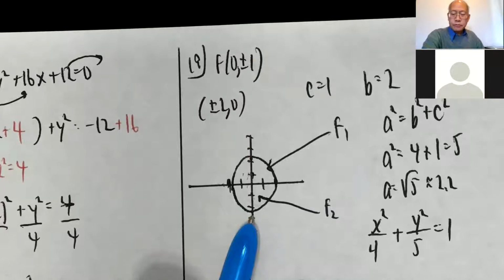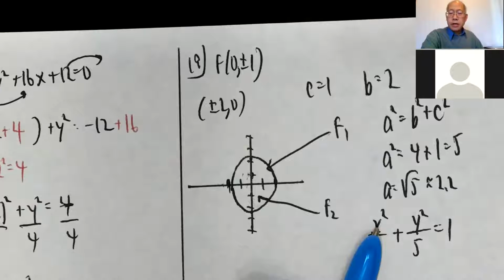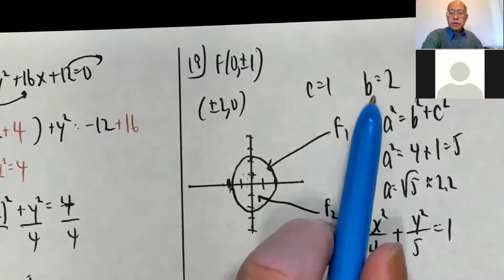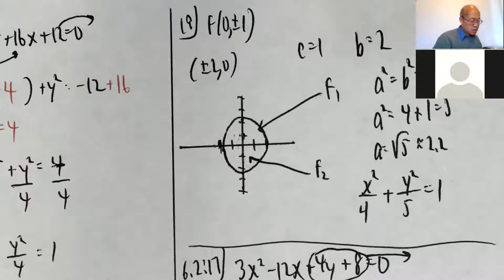The equation becomes x squared over b squared, which is 4, plus y squared over a squared, y squared over 5, equals 1. And that's that.